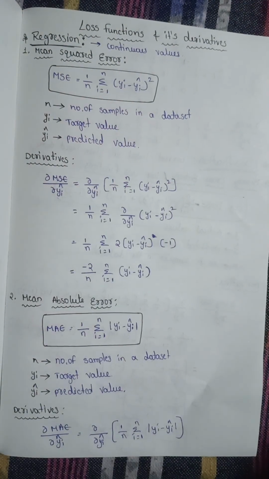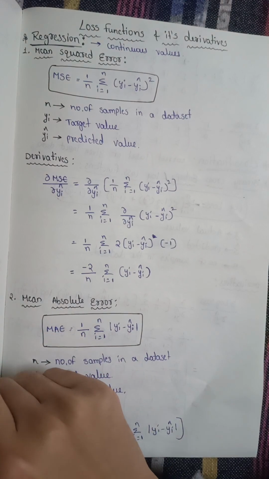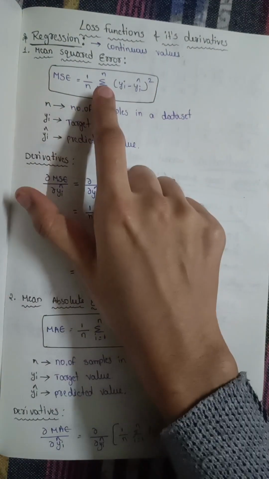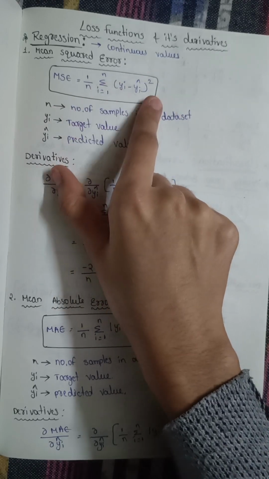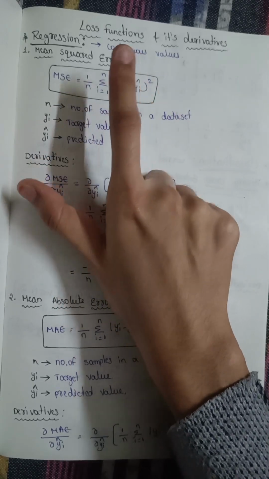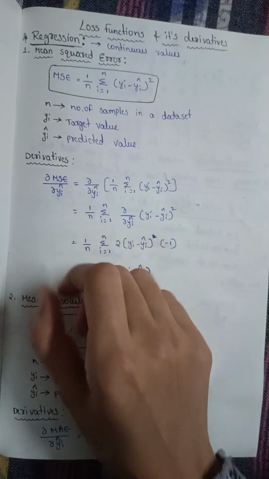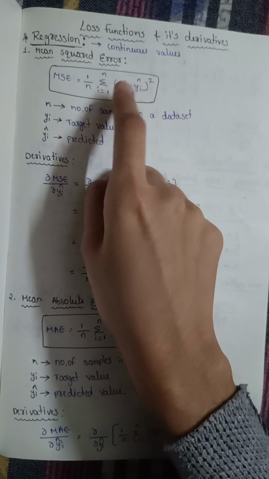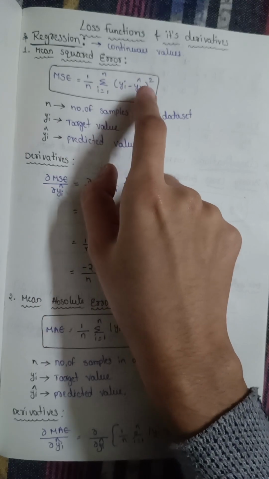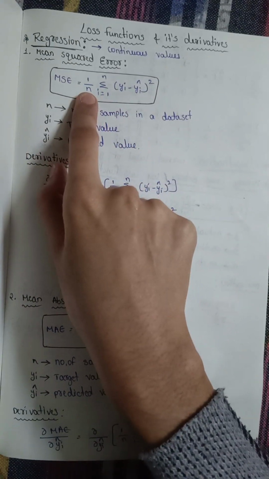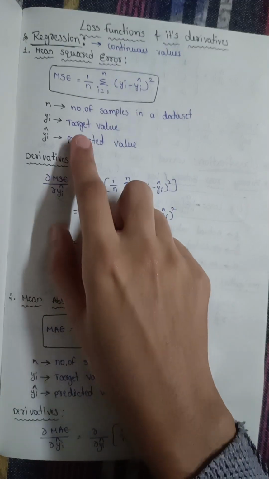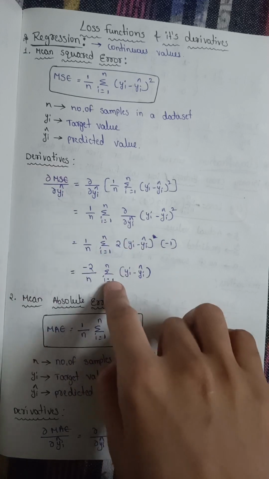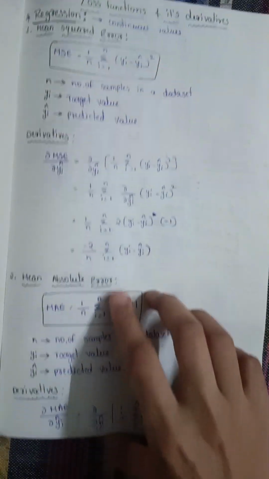Mean square error quantifies the magnitude of the error between predicted and actual values by taking the average of the squared difference between the two. This is the mean square error formula: 1/n summation i equals 1 to n, (yi minus yi cap) whole squared. Here n is the number of samples in the dataset, yi is the target value and yi cap is the predicted value. This is the derivative of the mean square error.